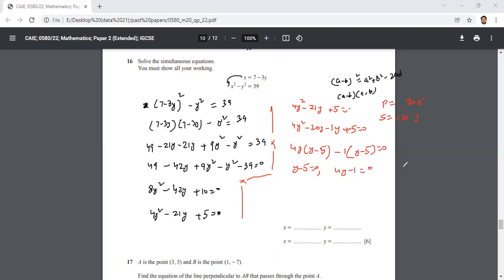4y minus 1 equals 0. It means y is equal to 5. And 4y is equal to 1. That means y is equal to 1 by 4. So one answer is y is equal to 5.